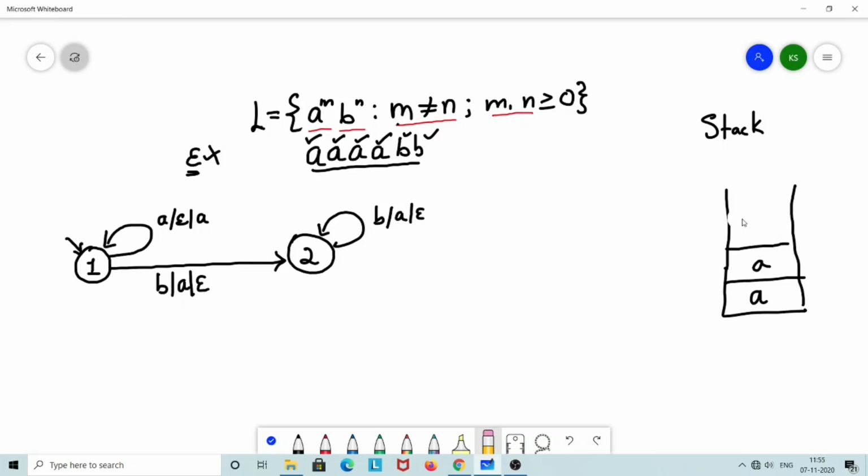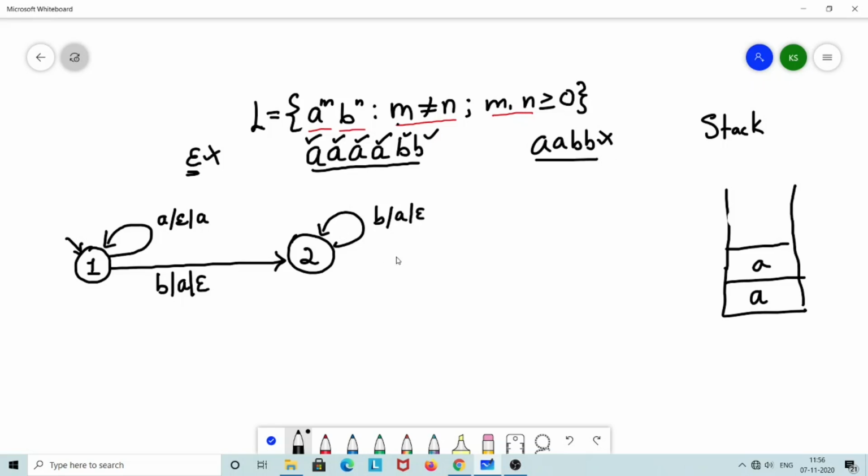So this will be the content of the stack after I encounter the entire string, that is 4 A's followed by 2 B's. Obviously this should be accepted. But state 2 should not be marked as an accepting state. If I mark state 2 as accepting, then it will accept an equal number of A's and B's, where m equals n, but this should not be accepted. So I will not mark 2 as an accepting state.